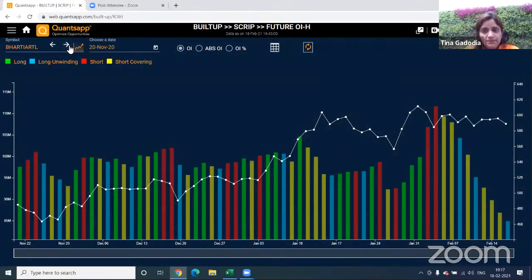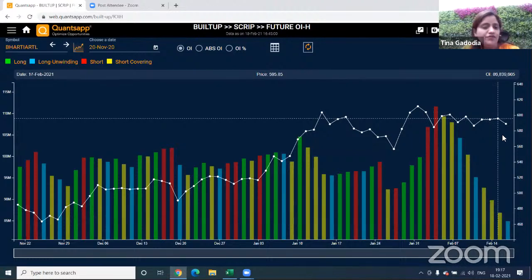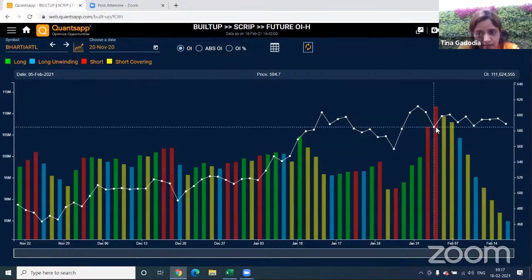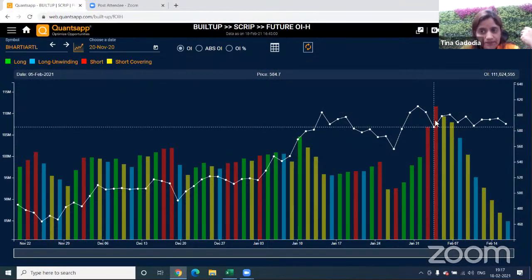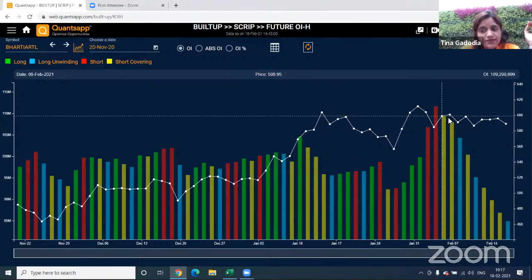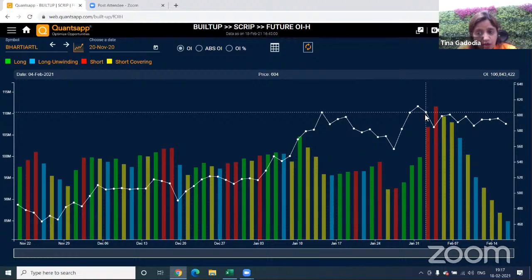So spend some time. Bharti, there is a lot of buzz around Bharti. It's near the 600 level, definitely a crucial point. It's like a make or break for this stock. But if you look here, there was a good short in the early part of February. In this range of 611 to 580, there was a good short part. After that, from 5th February, we can see that the price has literally been in the 585 to 600 range, closing wise. We are seeing that the OI has shed.